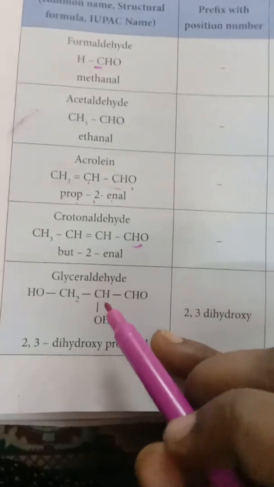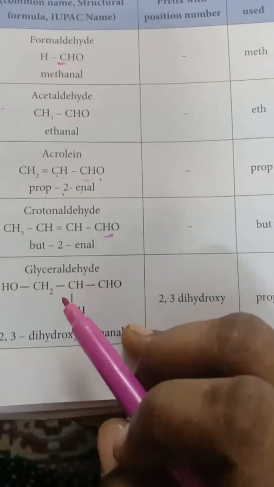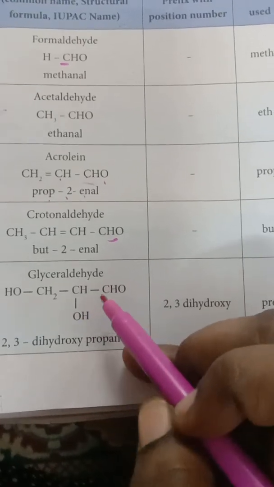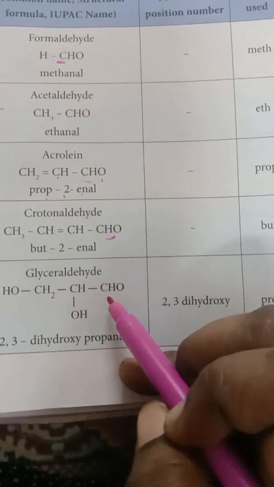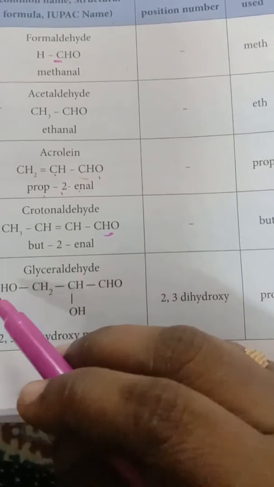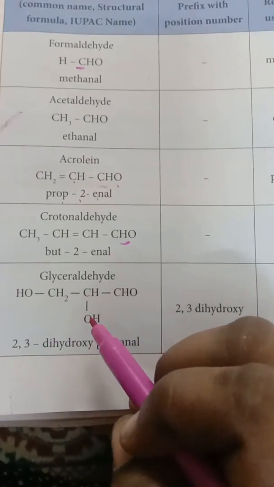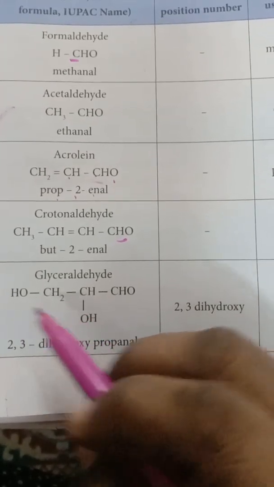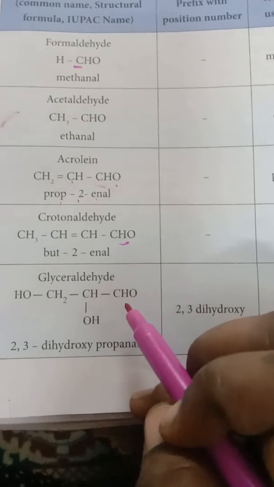So next, you have to see how many carbons are present. 1, 2, 3 carbons are present, and you have a functional group as aldehyde group, so -al. So the 2 OH group is present, that is a substituent. The OH group here is a substituent. You should not take it as a functional group. Since it is present as a branch, it is a substituent. The functional group is CHO only.